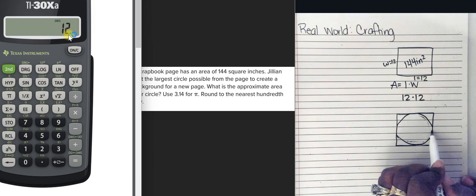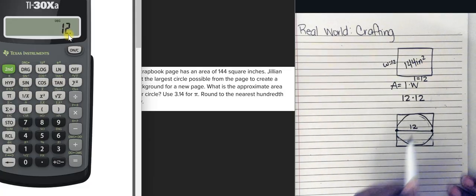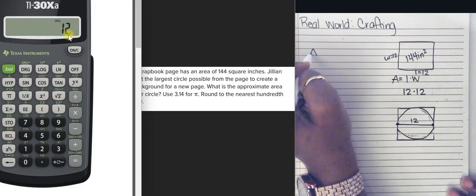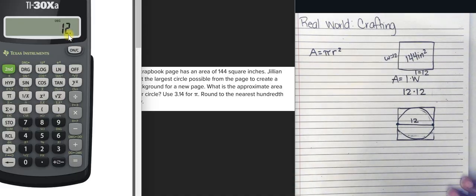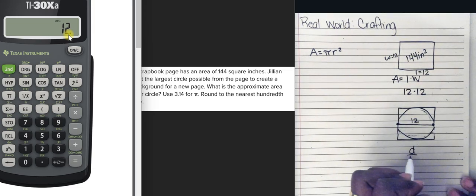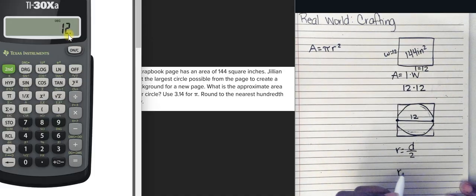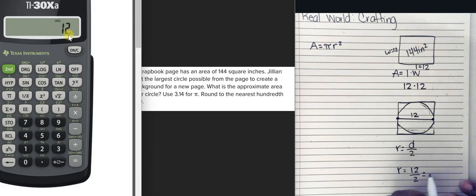So remember, our diameter is from one end of the circle to the other end of the circle. It's the distance going straight across, and that is 12. Well, when we try to find the area of a circle, remember our formula for the area of a circle is area is equal to pi times the radius squared. If we want to find the radius, remember that's just taking your diameter and dividing it by 2. In this case, 12 divided by 2 gives us 6. So our radius is going to be 6.